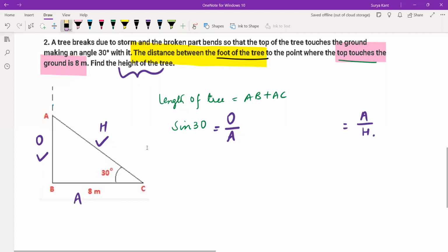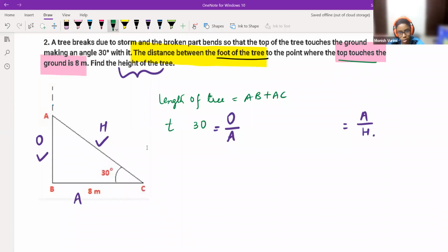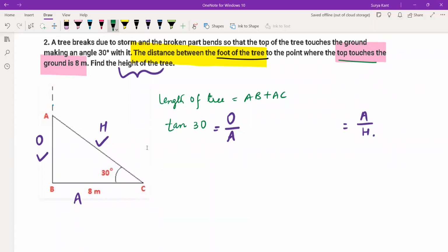Sorry, not sine, it's coming in tan, right? So tan 30. So tan 30 is O by A. A by H will come in cos 30. So now these two things you have to just solve and get the value of O and H. After getting the value of O and H, just simply add up and get the answers. All of you just tell me the answer for this, O and H, what you're getting. Write in the chat box, children.